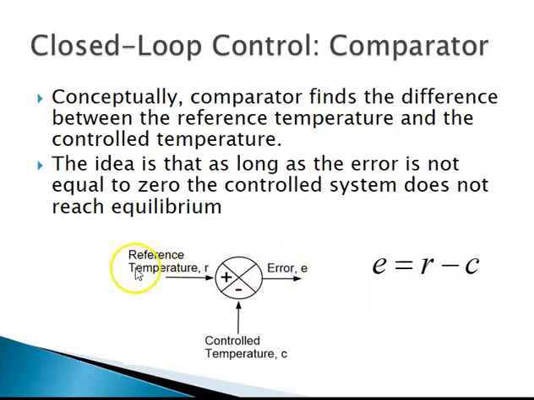Again, note here that this is very general enough. You may remove the word temperature and put reference speed, controlled speed to get the error in the speed, or reference acceleration, controlled acceleration, and this is error in acceleration. That is what we mean when we say we are generalizing this block diagram. The idea is that as long as the error does not equal 0, does not reach 0, the control system is still not in equilibrium.